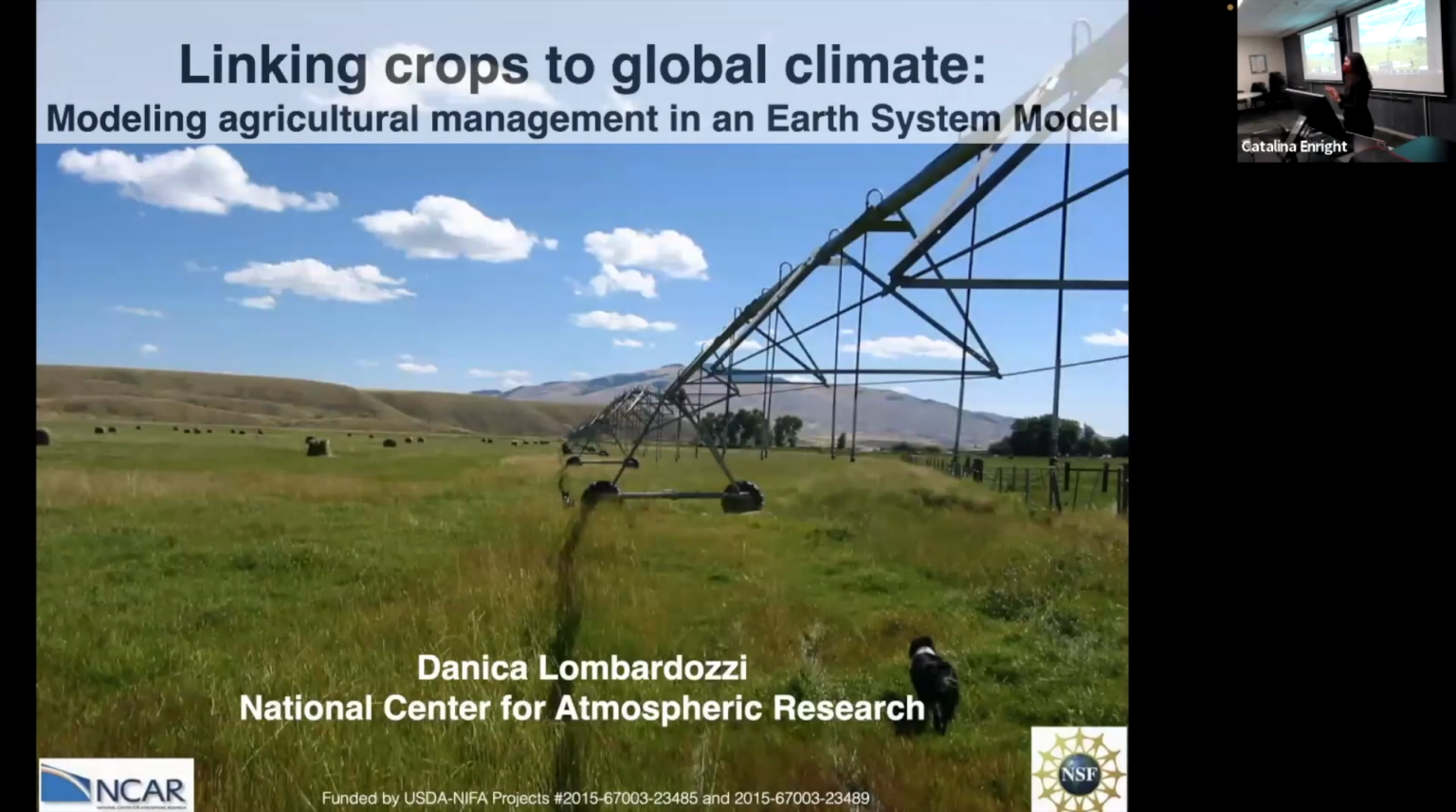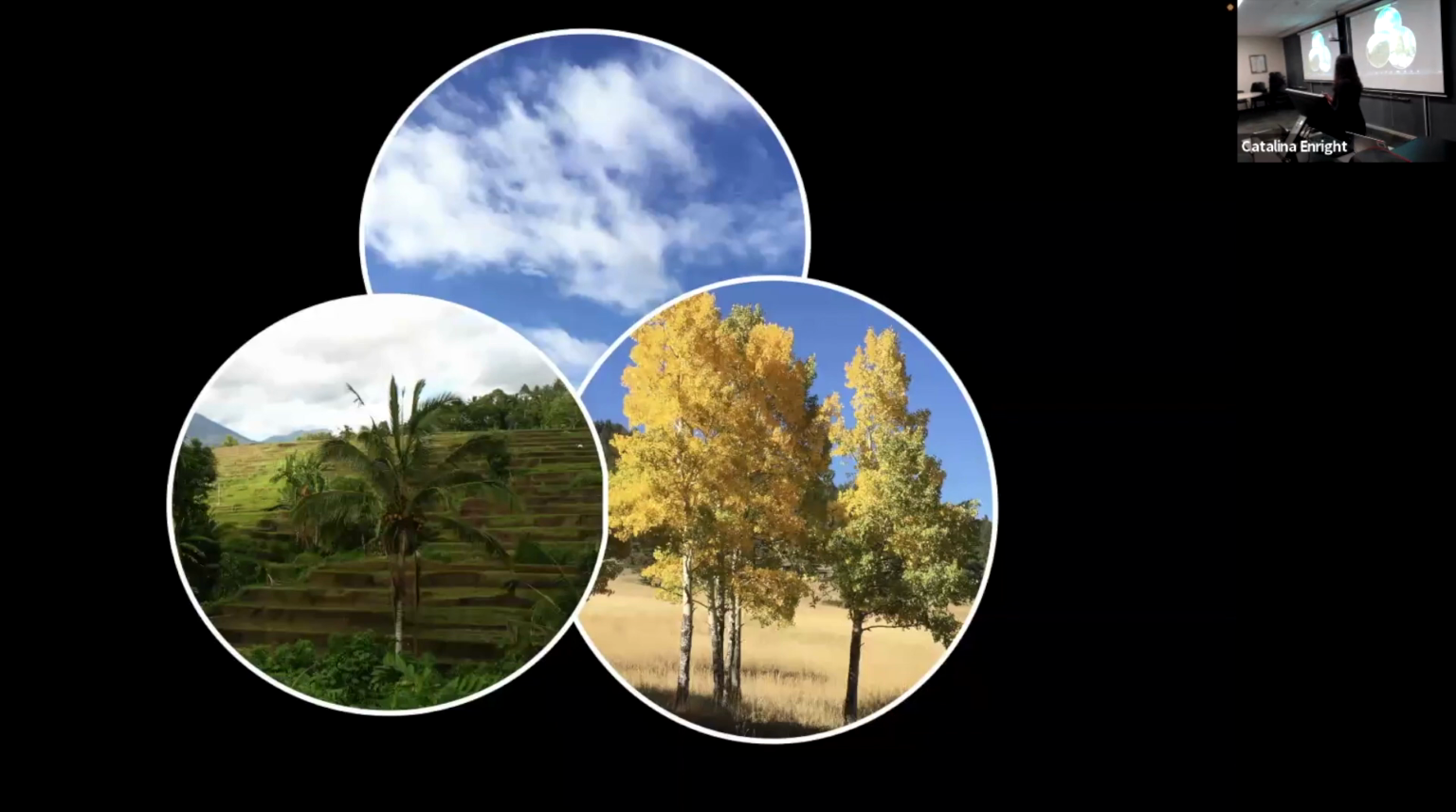Great. So yeah, today I'm going to be talking about one aspect of my work, thinking about agriculture within the Earth system and the interactions that it can have with climate. My research really broadly focuses on thinking about how terrestrial ecosystems interact within our climate system, meaning how they respond to climate change, how they contribute to climate change, and really how humans have changed those interactions.